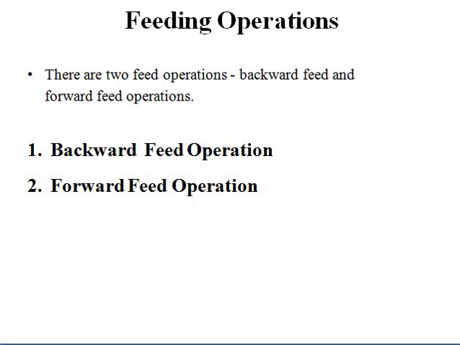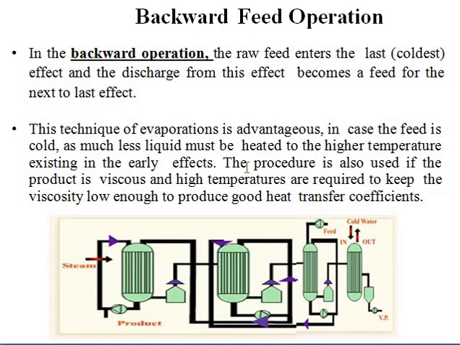Next, on the basis of feeding, there are two types of evaporation operation. These are not evaporators, these are operations. The first one is the backward feed operation and the second one is the forward feed operation. In the backward feed operation, as the name indicates, the feed will move in the opposite direction of the steam.